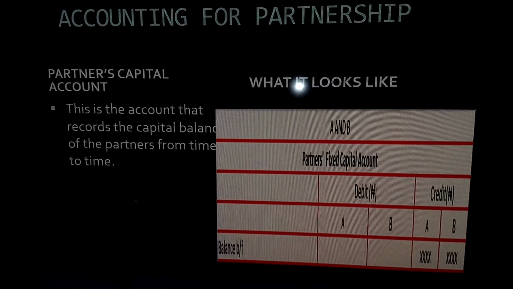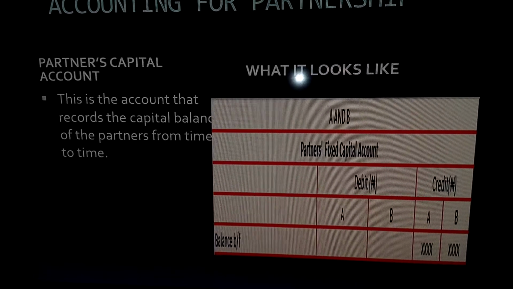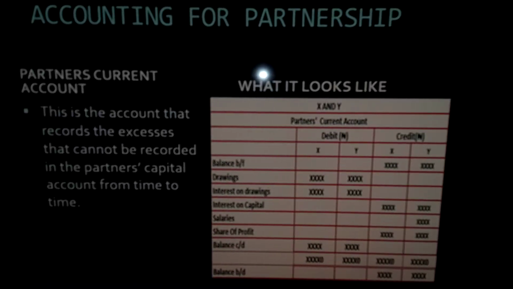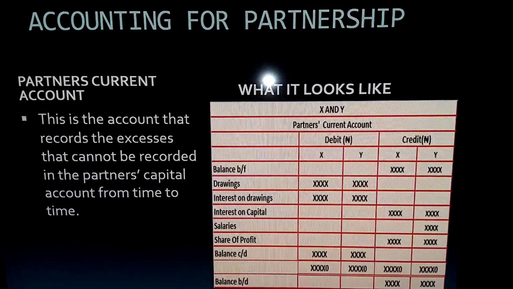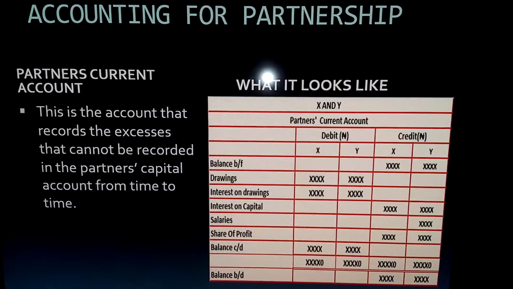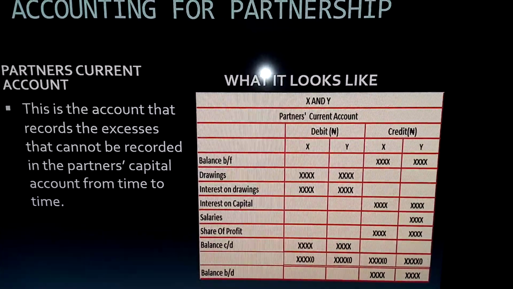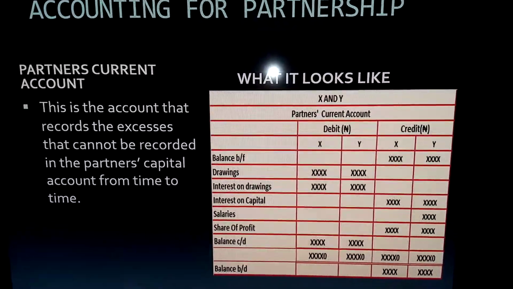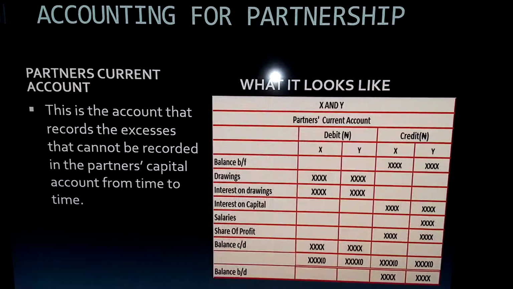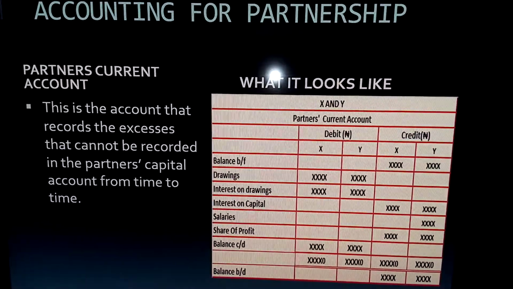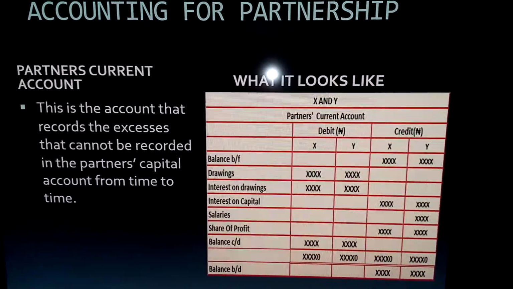So basically, this is the partners' fixed capital account. It does not change. Any excess goes to the partners' current account. Now, this is the partners' current account. I already explained that when you have a partners' fixed capital account, then you must operate a partners' current account. When you operate a partners' fluctuating capital account, then there's no need for a partners' current account. So whenever you're operating a fixed account, you must operate a current account. The current account takes the excesses that cannot be taken to the partners' fixed capital account.